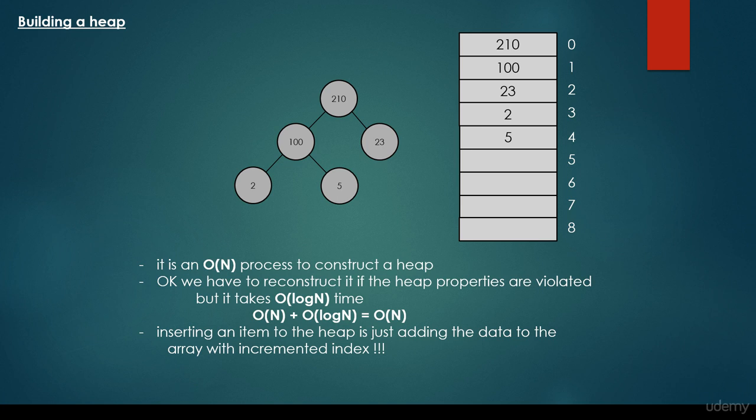Inserting an item to the heap is just adding the data to the array with an incremented index. So we just have to insert the data into a one-dimensional array. Then we have to heapify. We have to make sure that the parents are going to be greater than the children for a maximum heap. If we are building a minimum heap, then of course the parents have to be smaller than their children.